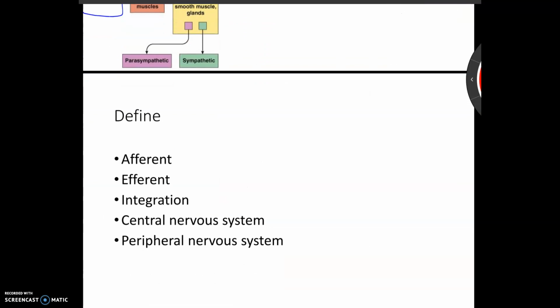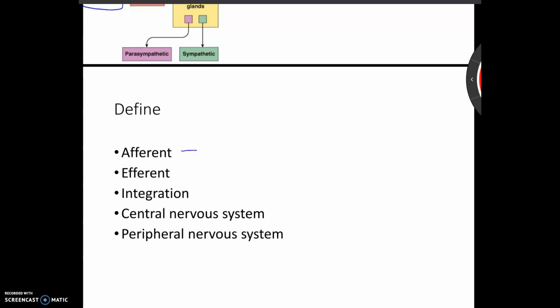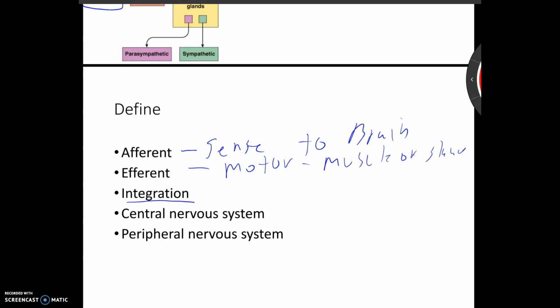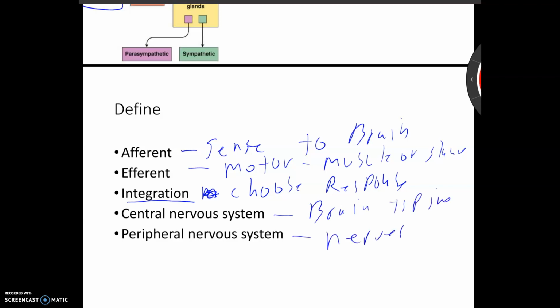So, define afferent, efferent, integration, central nervous system, and peripheral nervous system. So, afferent is sense. It is to brain. Efferent is motor. What's it to? Muscle or gland. Integration is making up your mind. So choose response. The central nervous system is the brain plus spine. And the peripheral nervous system is nerves, not neuron, nerves, ganglia, and receptors.